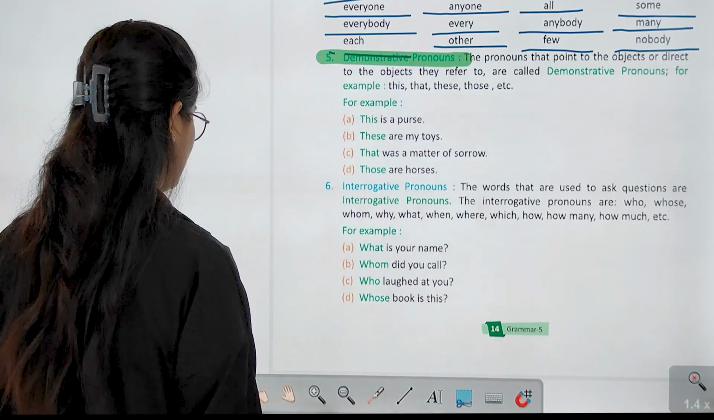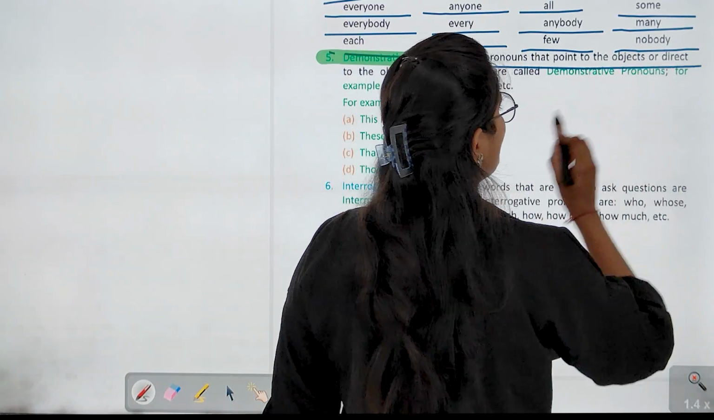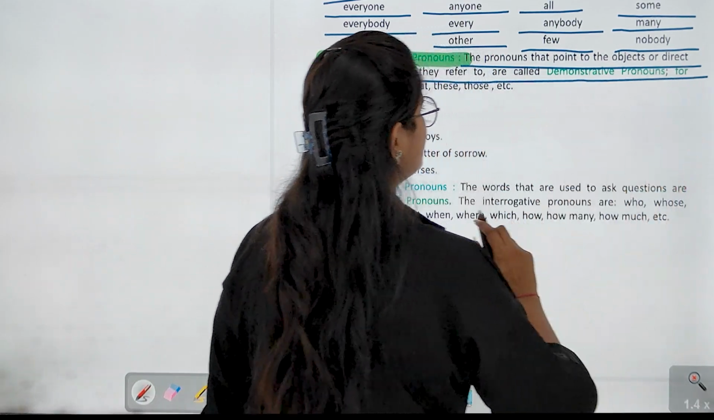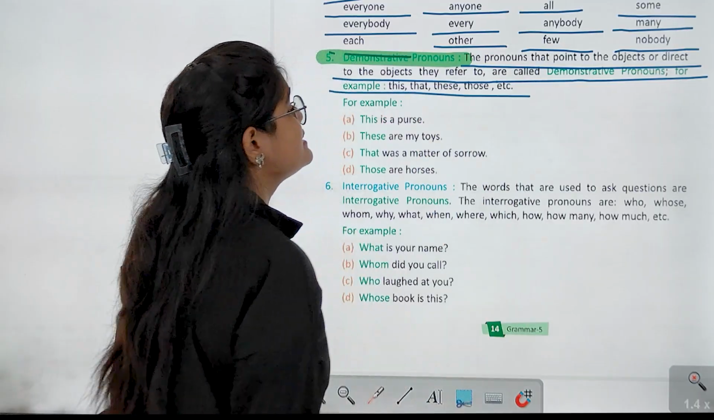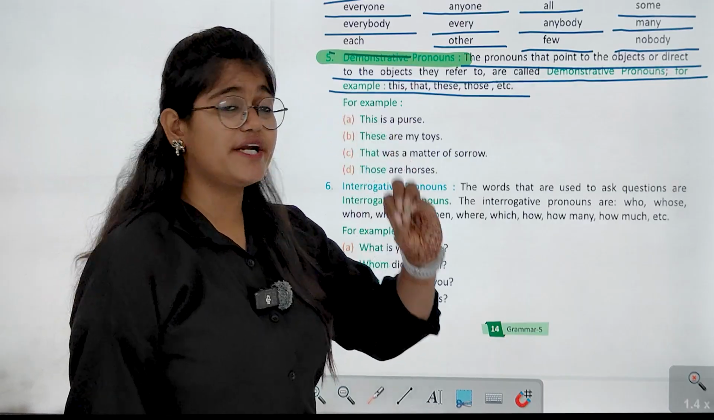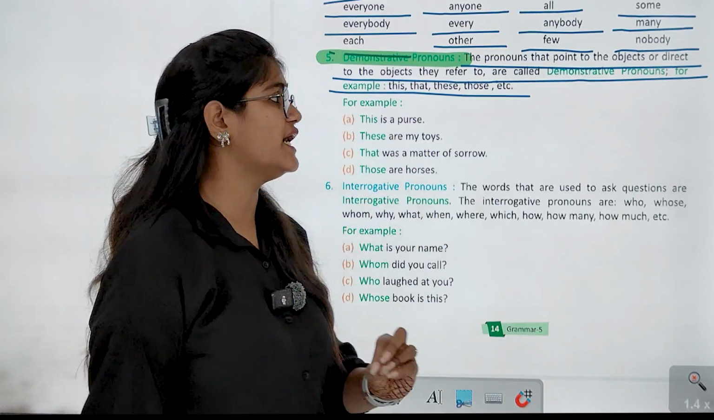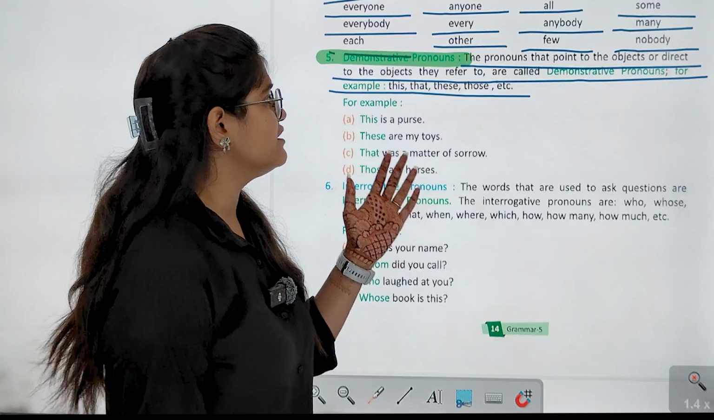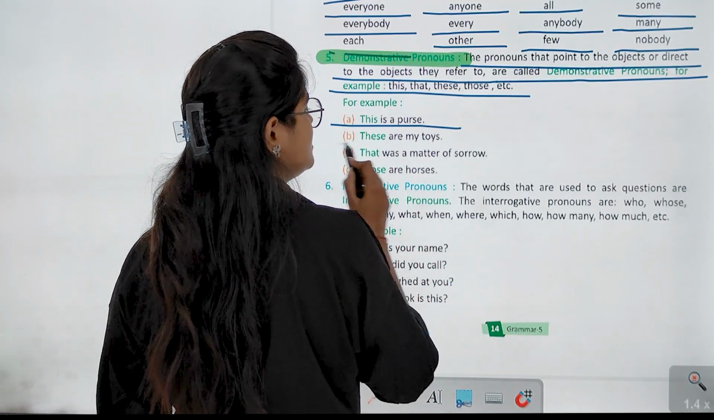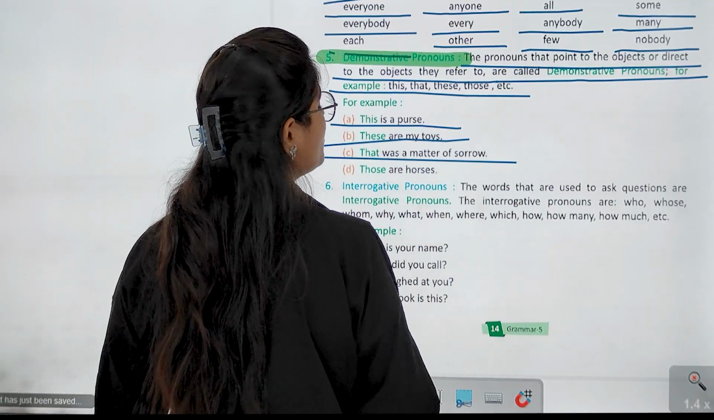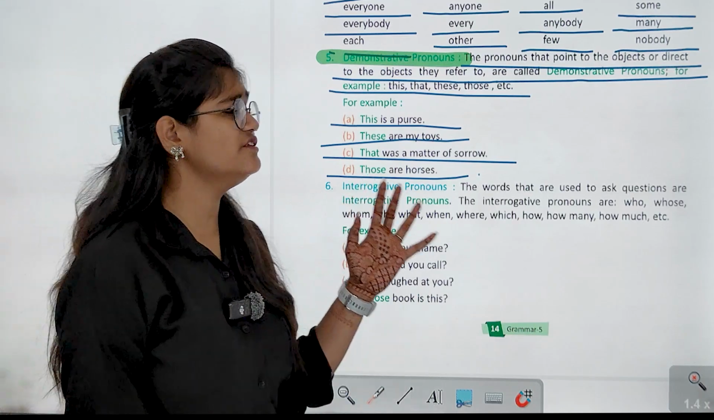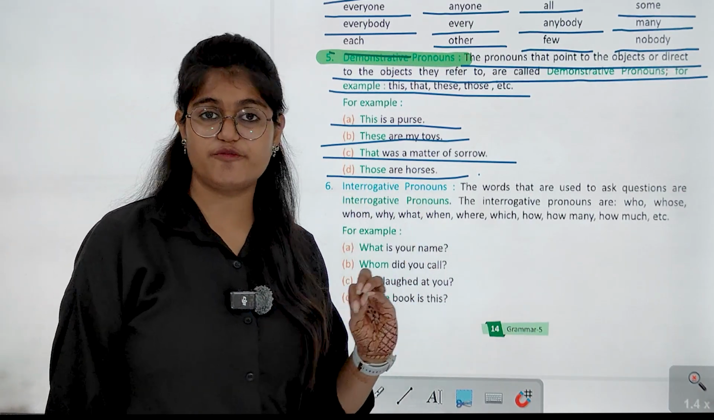अब demonstrative pronouns क्या है? The pronouns that point to the objects or direct to the objects they refer to are called the demonstrative pronouns. For example, this, that, these and those. Whenever we are pointing out to a particular object, that is known as the demonstrative pronouns, right? So in the examples we have been given, this is a purse, these are my toys, that was a matter of sorrow, those are horses, right? So all these are the demonstrative pronouns.